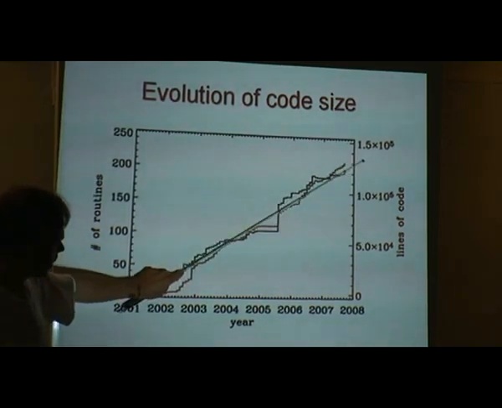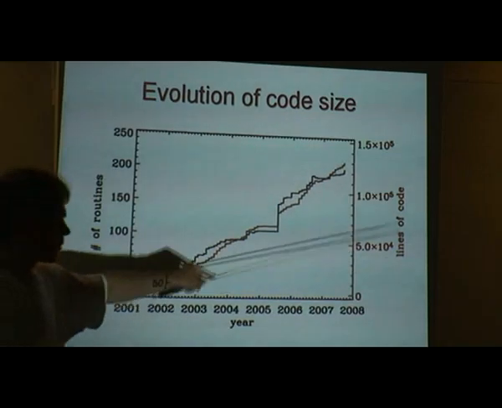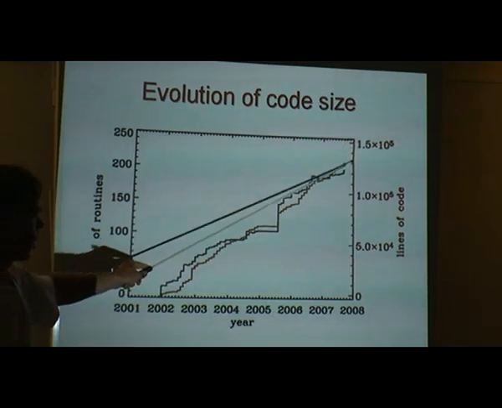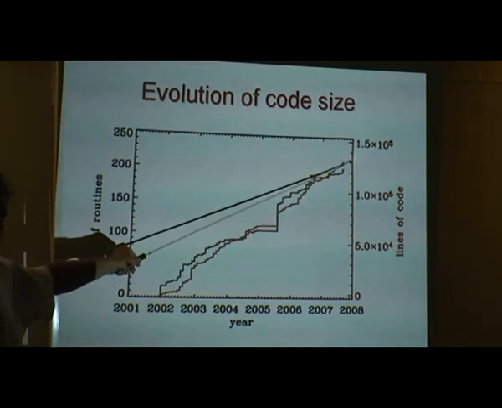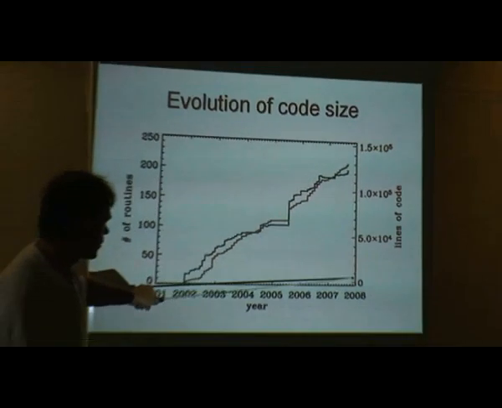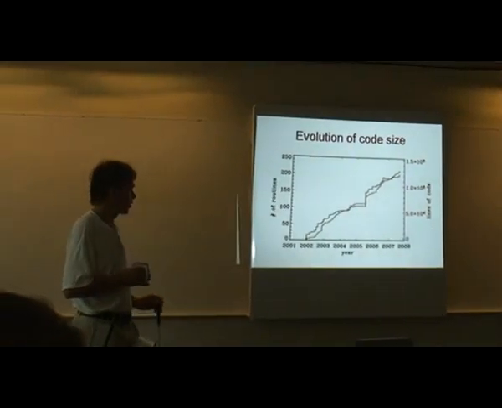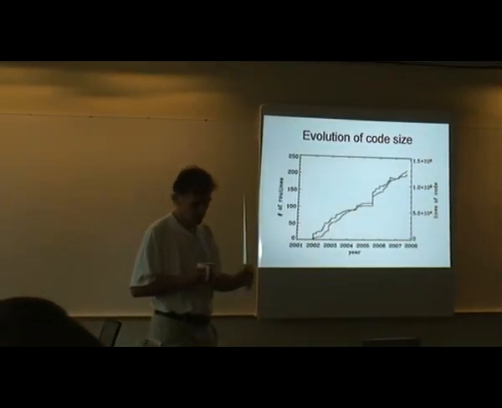Apart from this, there's still a linear increase. Also, the number of lines in the code is increasing. It's now 150,000 lines of code. In the early days, it was approximately 10 times less. Already a large number of lines of code, of course.